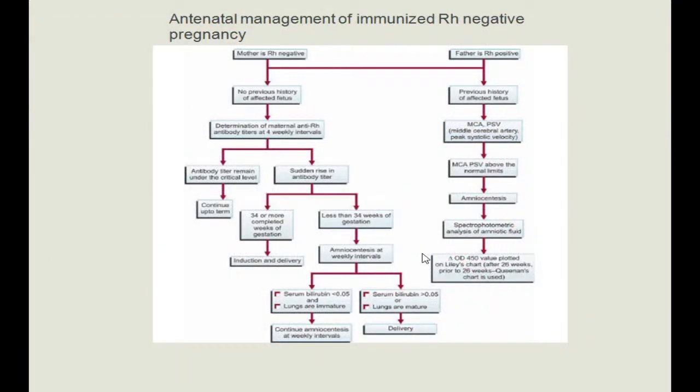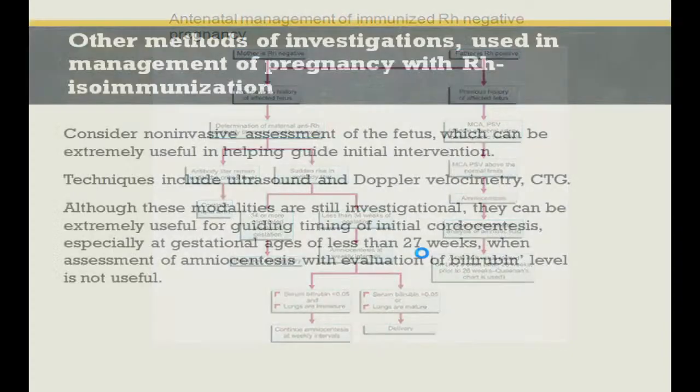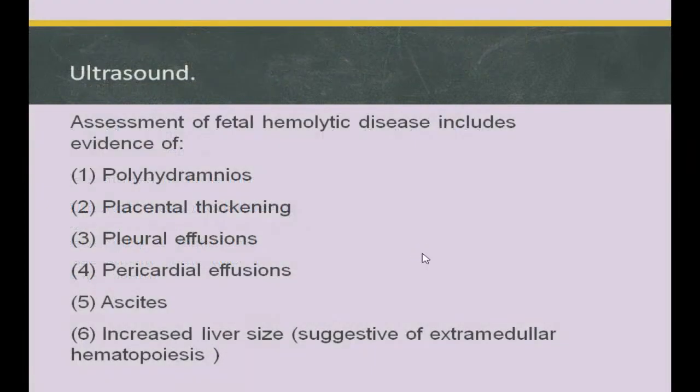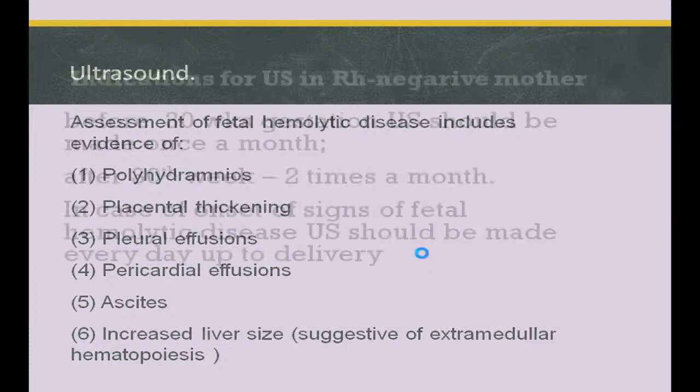And conclusion: antenatal management of immune rhesus negative pregnancy. I will not repeat it again because we discussed it. I hope you see fit for further studying. So, other methods include ultrasound, Doppler velocimetry, CTG, biophysical profile, and so on, as we already told. Sonographic features. Ultrasound assessment of fetal hemolytic disease includes evidence of polyhydramnios, placental thickening, pleural effusion, pericardial effusion, ascites, increased liver size, suggestive of extramedullary hematopoiesis.